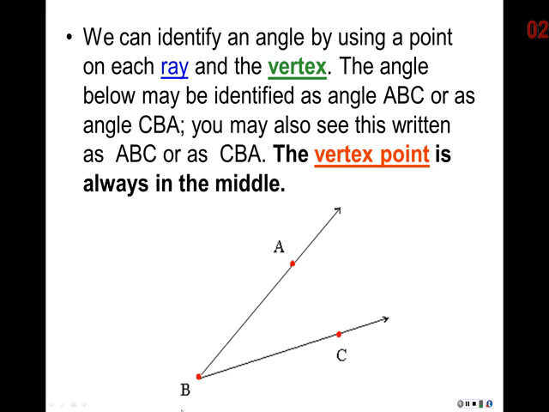We can identify an angle by using a point on the ray and the vertex. The angle below, remember I taught you how to read these. You can read this as angle A, B, C, or angle C, B, A. The vertex is always in the middle when we're reading our angles. So you need to know how to read them.